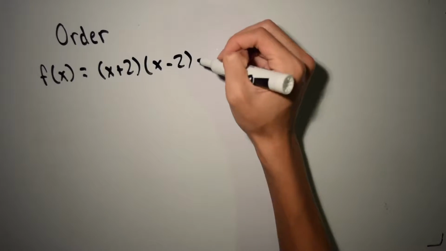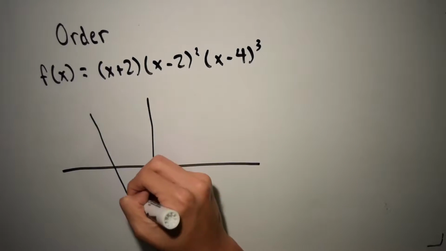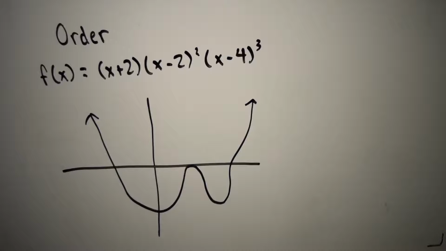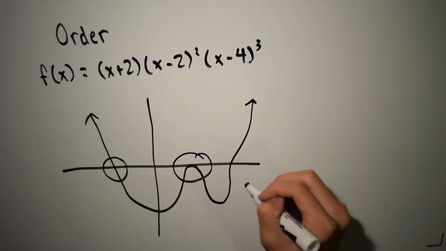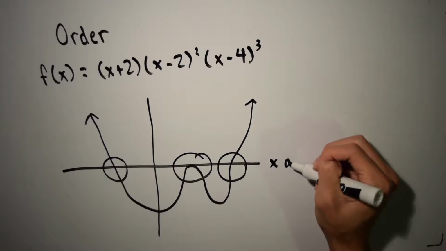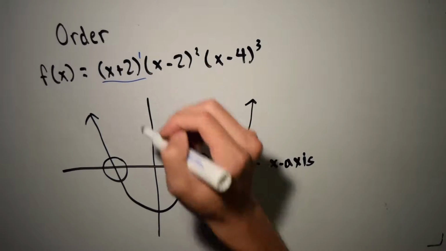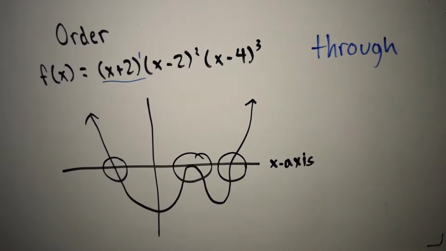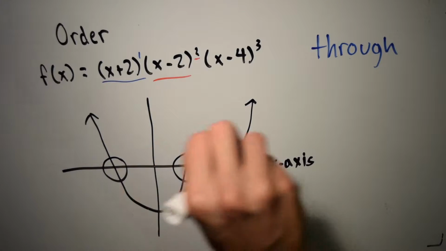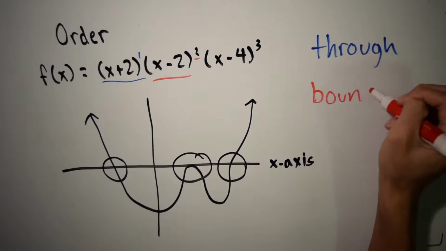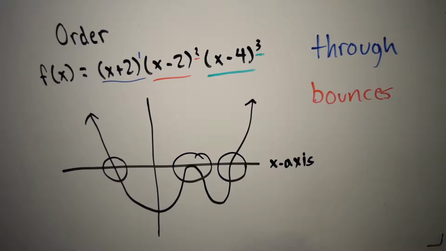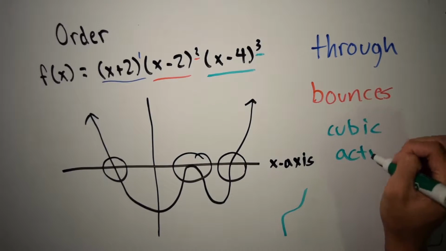Here is another polynomial function to help illustrate this concept. If you take a look at the zeros of this function, which is where the function crosses the x-axis, you can see that each zero has a different action. This is due to the different orders. The zero at negative 2 is of order 1 and the function passes through the point. The zero at 2 is of order 2 and the function bounces off the point. And the zero at 4 is of order 3 and it swerves through the point, which we call cubic action.